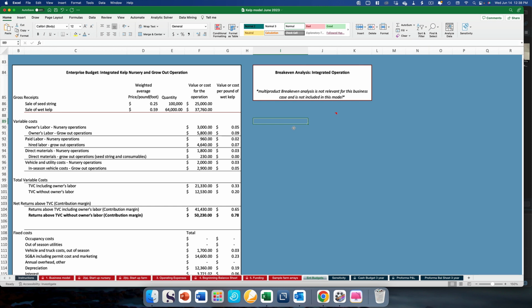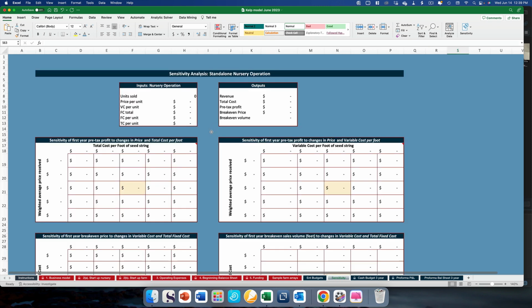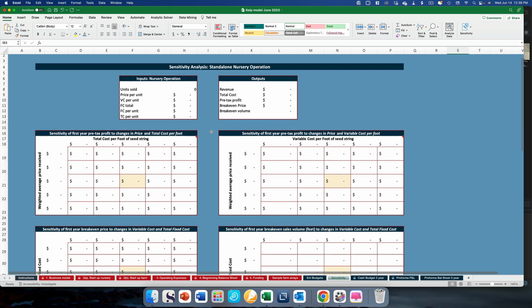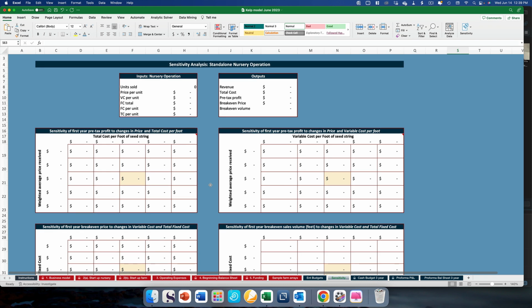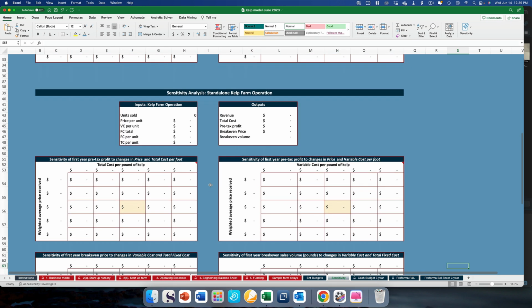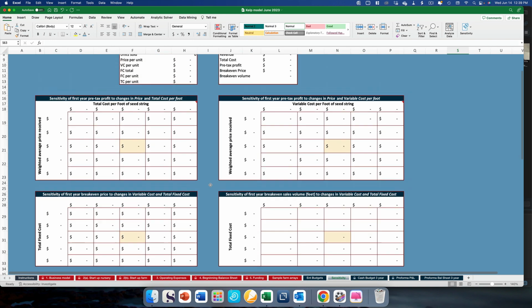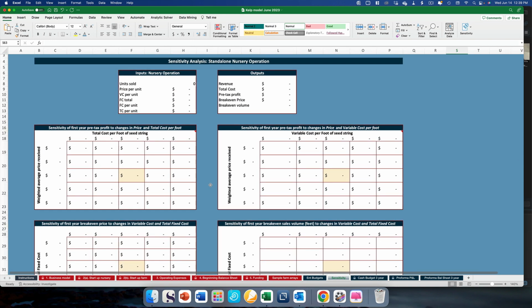Now we're going to move on to the next aspect of an economic analysis of this model by doing what's called sensitivity analysis. And let's look at the sensitivity analysis for a standalone nursery operation. What we're going to find, because of the reality of the integrated operation, is that a sensitivity analysis is not going to be as meaningful for an integrated operation, but we do have much better tools for doing what-if analysis with our integrated operation.